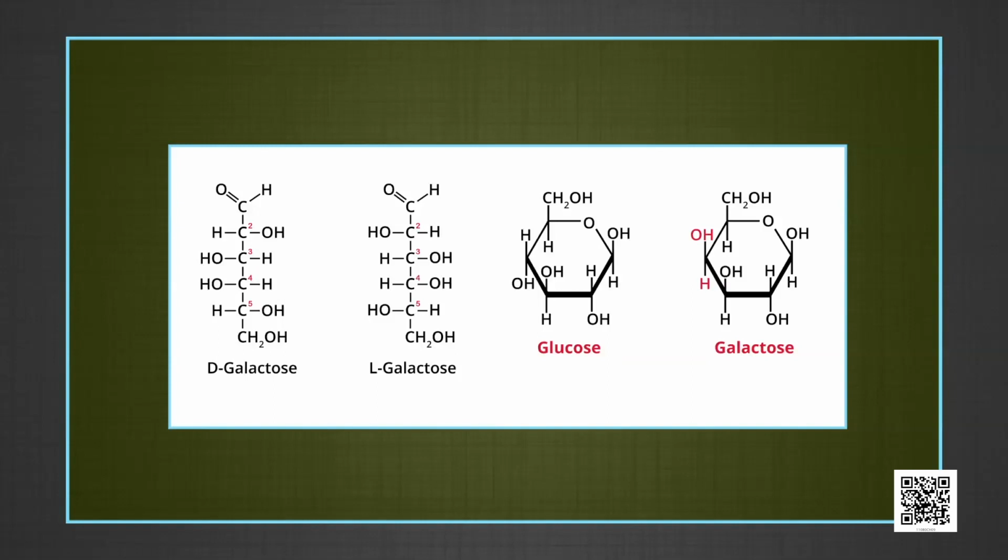See, at the fourth carbon, the OH group in glucose is below the ring in the ring form, but in chain form it is on the right-hand side. But in galactose, the OH group at the fourth position is on the left-hand side, and in ring form it is on the upper side of the ring. These two structures are very similar. The difference is only at carbon number 4, which carries the OH group.